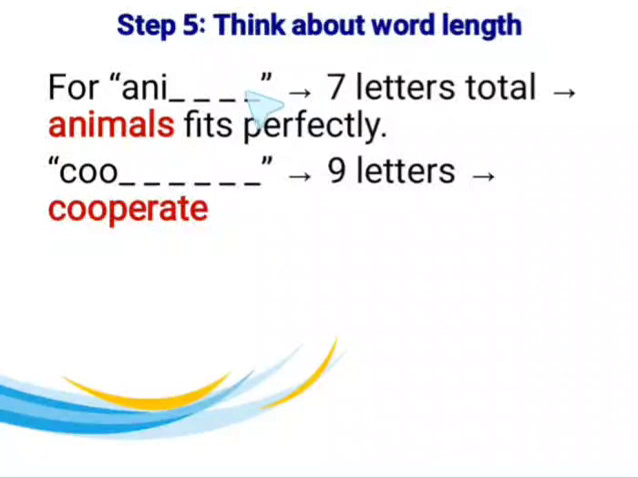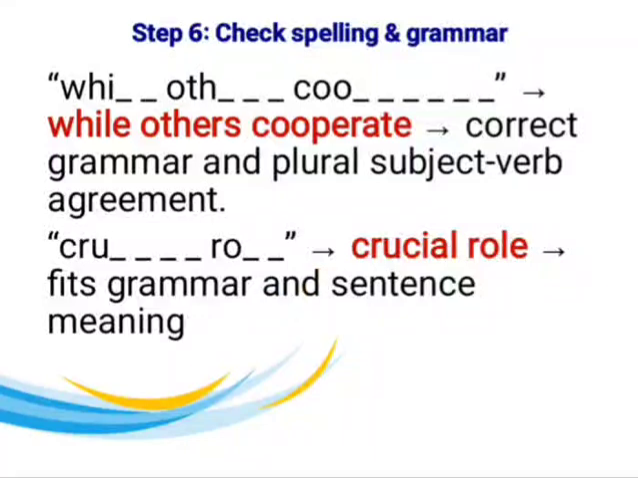The step number 5 is think about word length. For example, animals, ani, then 5 underscores makes you think that the word that must be completed has how many letters, guys? 7 letters totally. Then this is animals, that fits perfectly well here. Then look at this word, 9 letters. Why? Because 3 letters are already there. Then what? 6 other underscores cooperate, 9 letters.